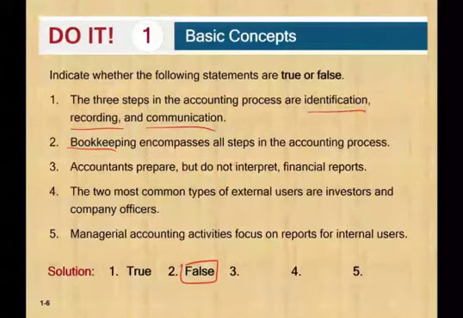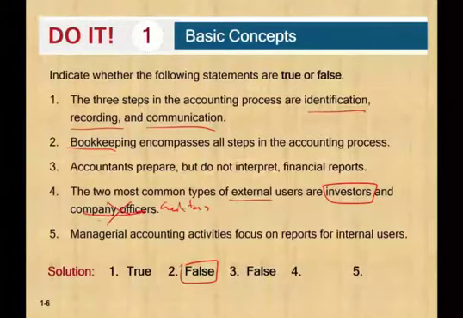Accountants prepare but do not interpret financial reports. Absolutely not. Accountants prepare and can interpret the financial reports. They're the best at interpreting because they are the party that prepared that report, so they know the ins and outs of the numbers. The two most common types of external users are investors and company officers. Investors is correct, company officers are not. Company officers should be replaced with creditors. Those are the two most important, not only common, the two most important. When we prepare information, those two groups, investors and creditors, are our main audience.